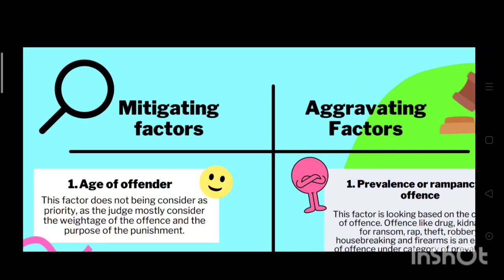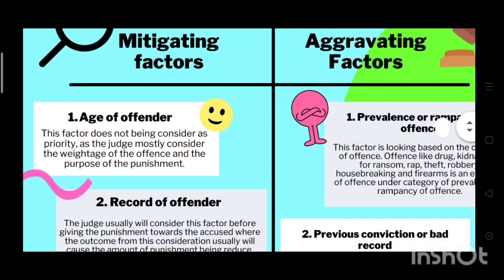Mitigating factors are usually raised by the defense counsel to the court for the purpose of reducing the amount of punishment imposed on the accused. The first factor is age of offender. This factor is not considered a priority as the judge mostly considers the weightage of the offence and the purpose of the punishment. In the case of Tukiran bin Taib against public prosecutor, the court opined that first offenders aged between 17 and 21 years old should not be imprisoned but be sent to an approved school like Henry Gurney School, due to their young age.